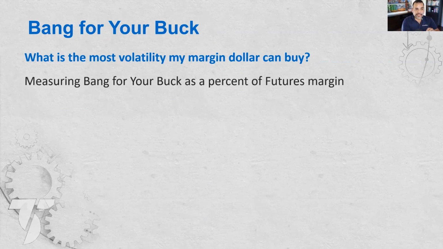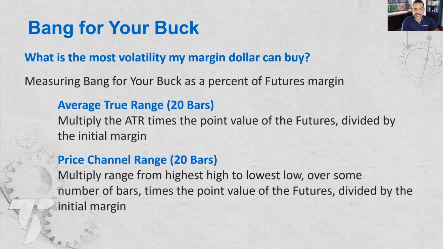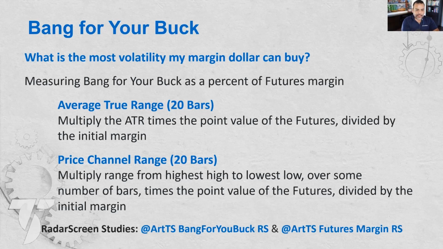Again, we're going to measure this in two ways, the same two ways that we did the measurement, but this time we're taking into account the margin of each one of these commodities to see which one gives you the highest ratio, if you want to call it that way. And the two indicators that we're going to be looking at here are bang for your buck and futures margin, so that we can include it all together.